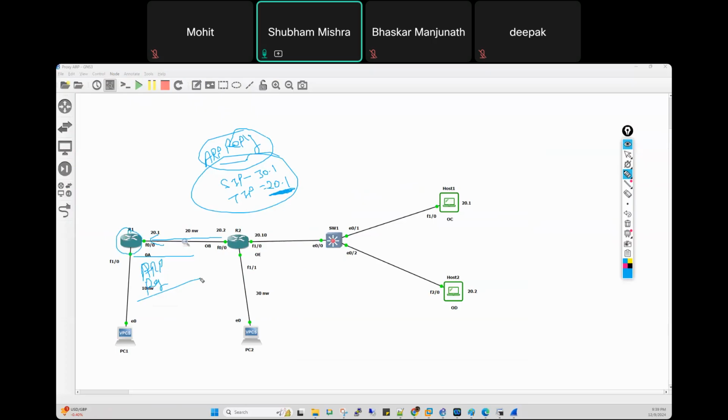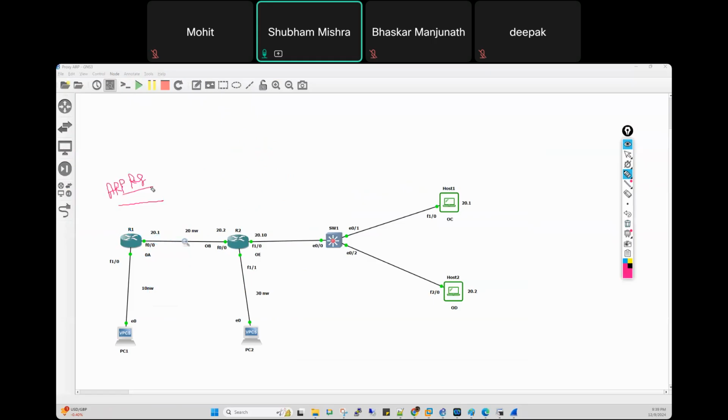Do you guys understand something? Yes or no? Again I am telling you, focus very carefully. Router 1 sent the ARP request. In this ARP request, what was the source IP? Who can tell me?